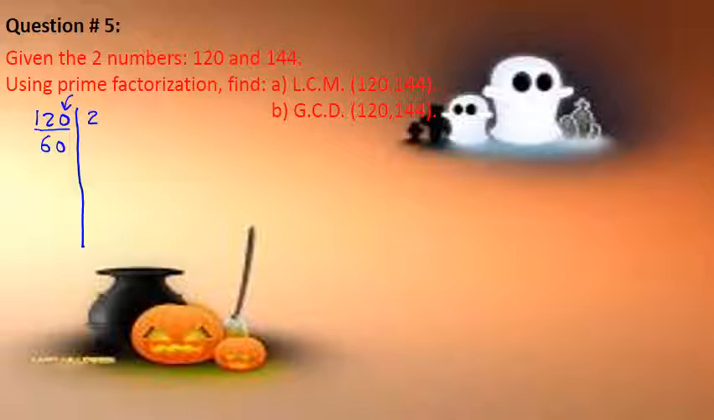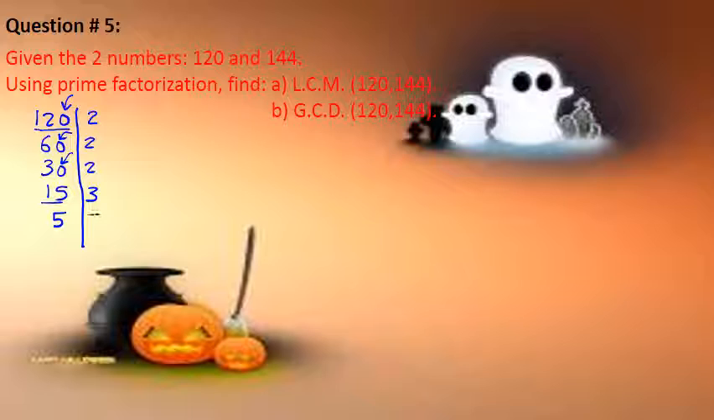The answer is 60. Also, we should see if we can divide 60 by 2. Yes, because the ones is even, so we divide by 2, the answer is 30. 30 can also be divided by 2, the answer is 15. Now 15, we can't divide by 2, we move to 3. If we add 1 plus 5, it's 6. 6 is a multiple of 3, so we can divide 15 by 3, the answer is 5.